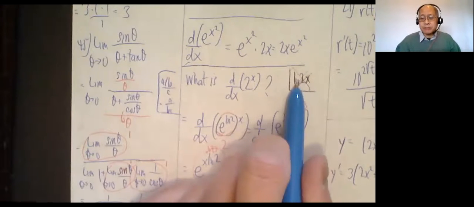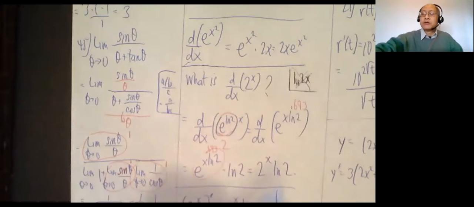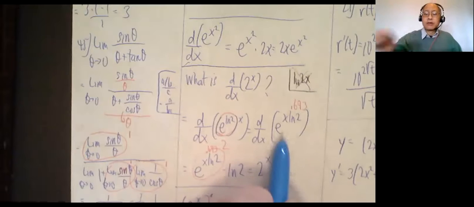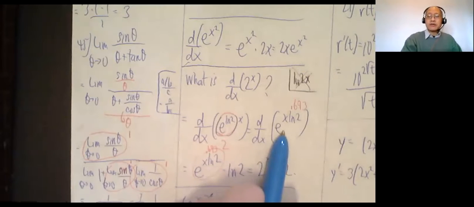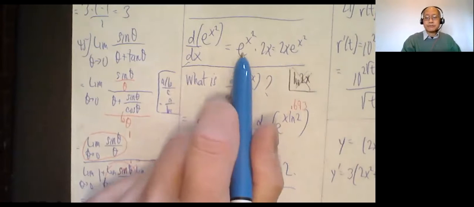This is kind of ambiguous, right? Do you mean natural log of 2 times x or ln of 2x? So to avoid that ambiguity, you usually write it like this. Okay, so now that looks like what I did over here.